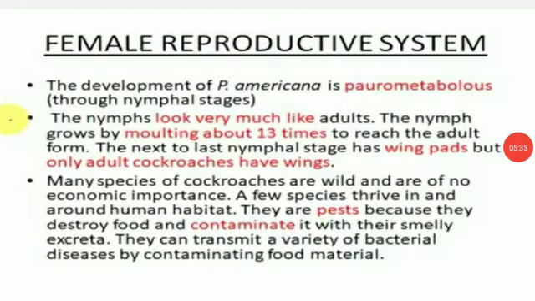The development of Periplaneta americana is through incomplete metamorphosis, through the nymphal stage. The nymphs look very much like the adult. The nymphs grow by molting about 13 times to reach the adult form. The next to last nymphal stage has wing pads. Only the adult cockroach has wings.